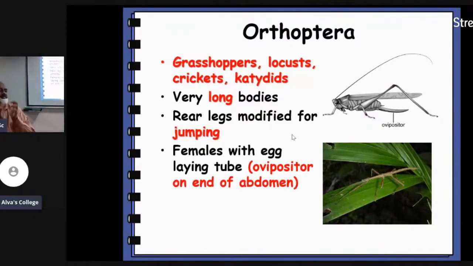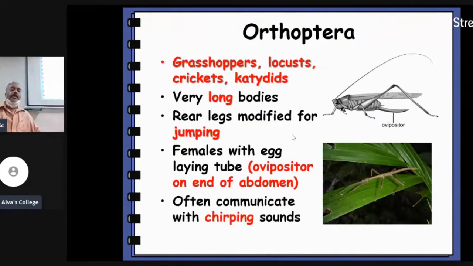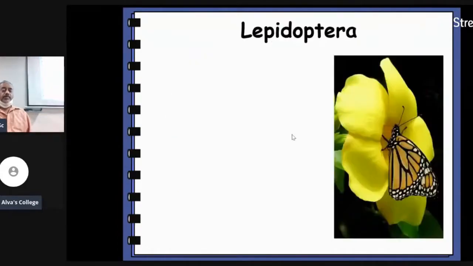Now here, the females lay their eggs in the soil, in the wet soil. They lay their eggs in packets, and the size of the packets may vary. Some packets may contain 6 eggs, some may contain 12, some may contain 18, and so on. And these grasshoppers communicate through their chirping sounds, by which they rub their legs across their bodies.